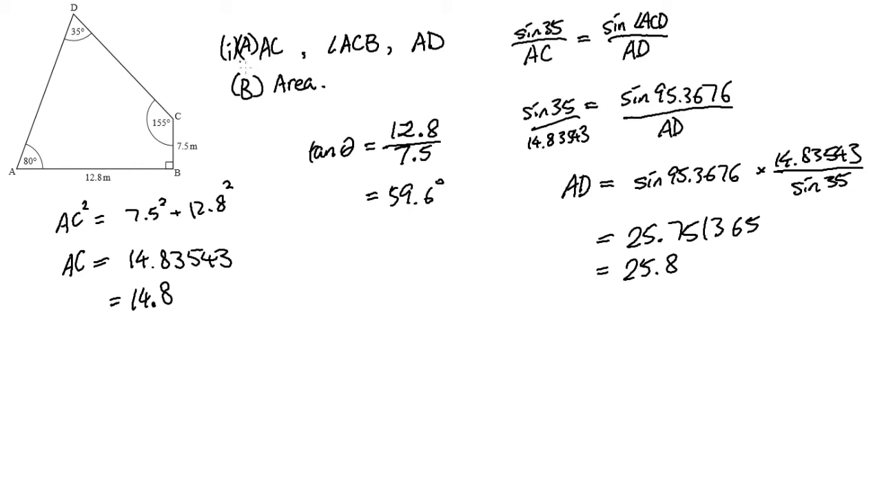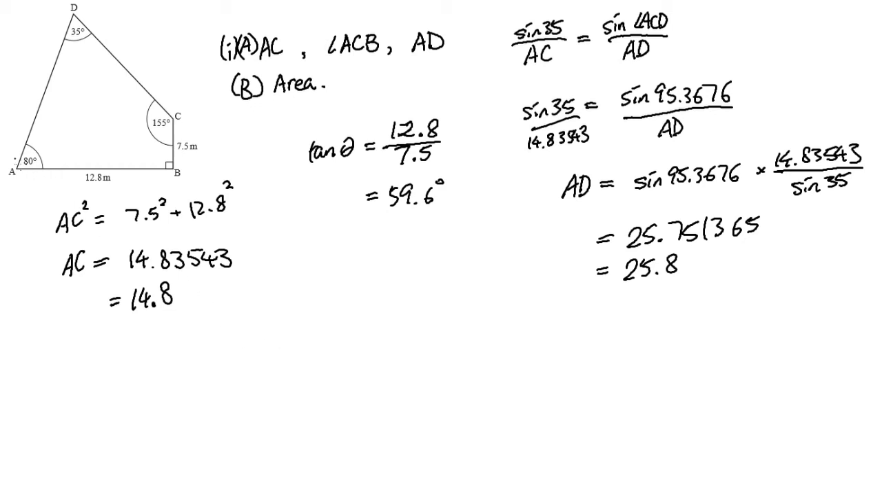So part A is done. Now part B, find the area. I need to find two areas because I cannot actually find the area of the whole thing at once. We need to split it in half. So let's split off AC. So let's first find the big triangle because the small triangle is easy to find. We'll do the hard bit first.